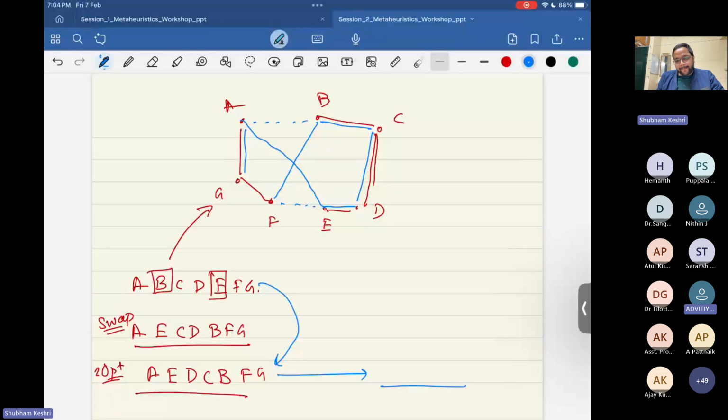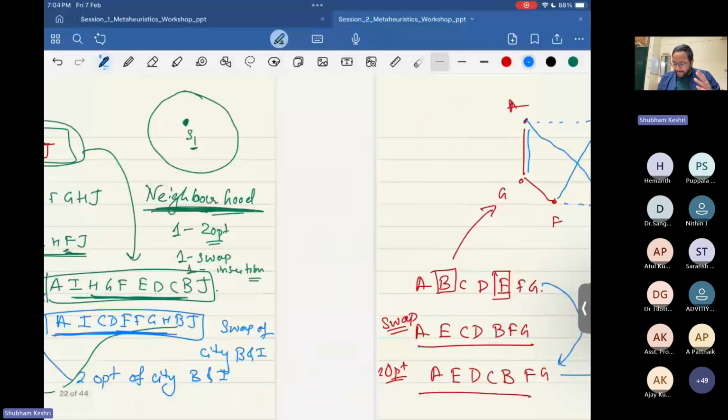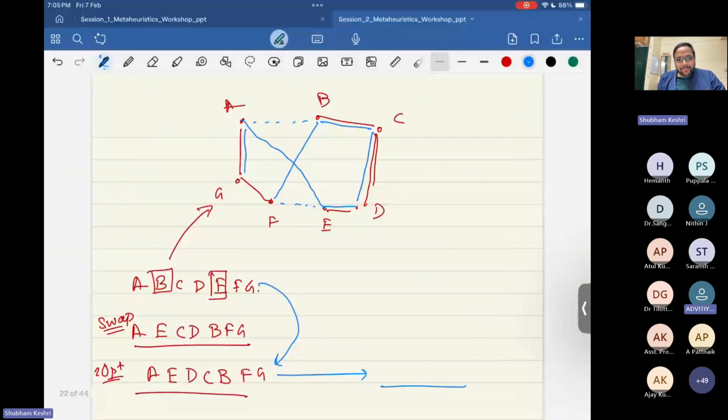Okay. So there are other ways also. There is something called 3-opt. If you go and study, you will understand what these are. But just to give an idea, I have listed down a few. There are 3-opt also, 4-opt, N-opt also. There are more such kinds of neighbors.